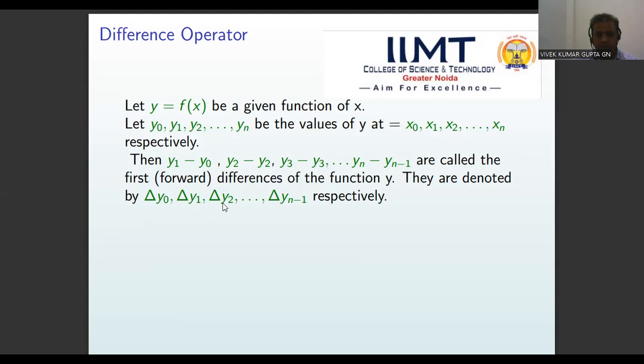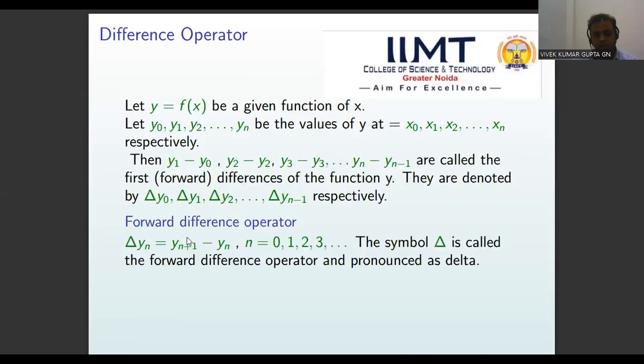Suppose we are finding del y2. As the name suggests, it is a forward difference operator. So del y2 means the forward number of y2 is y3, and the difference y3 minus y2 is represented by del y2. So the general format of the forward difference operator we can describe as del yn is equal to yn plus 1 minus yn. It is true for all n equal to 0, 1, 2, 3. And the symbol is called the forward difference operator and pronounced as delta.